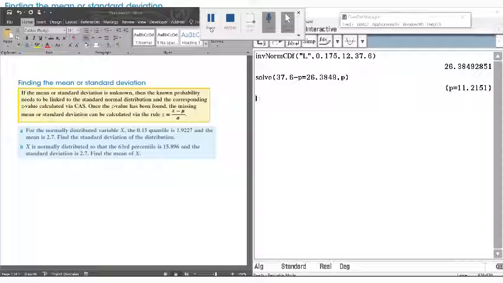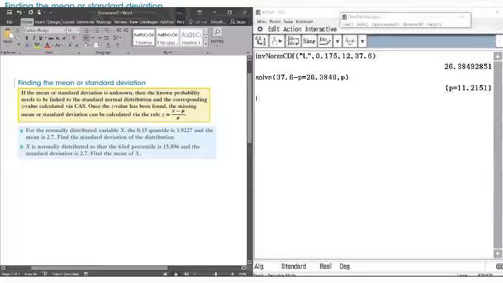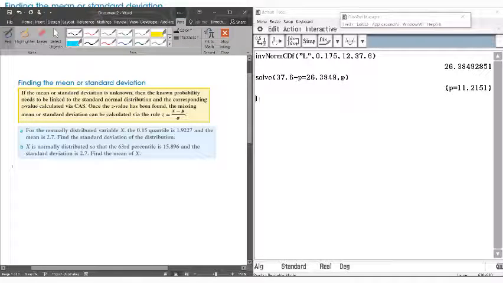We can also use the inverse normal to help us find the mean or standard deviation. Sometimes you have to put it onto a standard normal distribution, and then once you've used that, you can translate it back to find different things. A. For the normally distributed variable x, the 0.15 quartile is 1.9227 and the mean is 2.7.